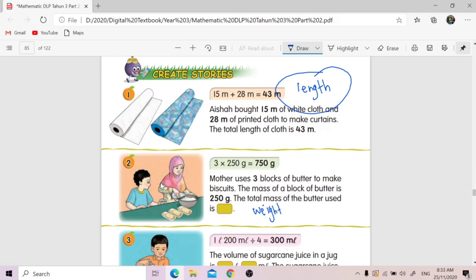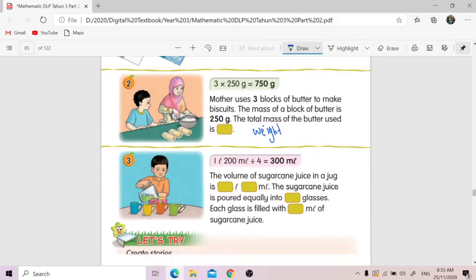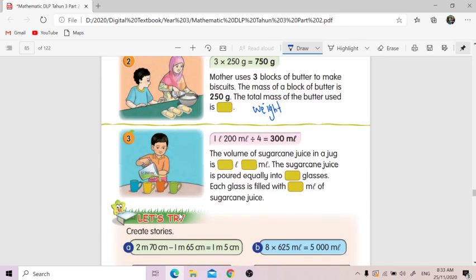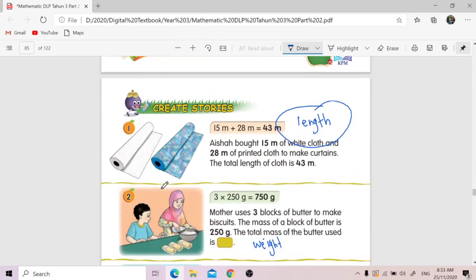Number three, there's a boy here who wanted to divide juice into 4 cups. We learned that juice is in liquid form, so it might involve volume of liquid. So this is the question that we need to ask when looking at the picture. You can guess.